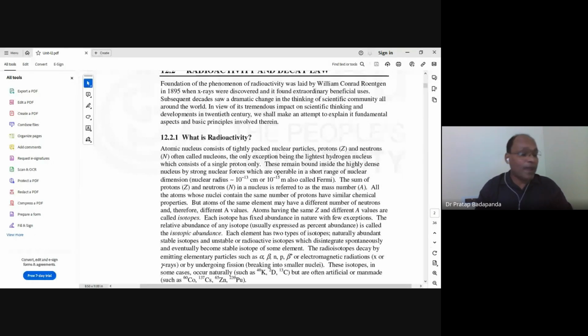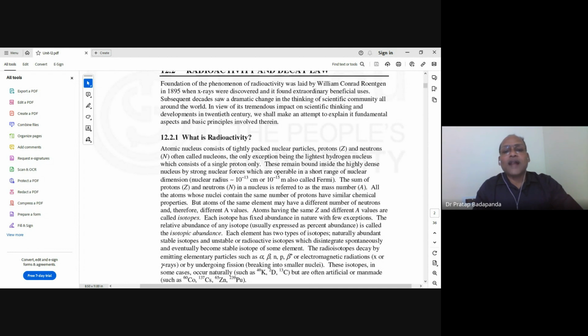I am telling you the basic structure of the atom right now, and from that point we will connect to radioactivity. The protons and neutrons remain bound inside the highly dense nucleus by the strong nuclear force of attraction, with a dimension of around 10 to the minus 15 meter. The sum of protons and neutrons in a nucleus is referred to as the mass number, represented by A.